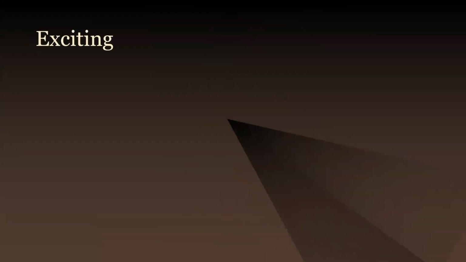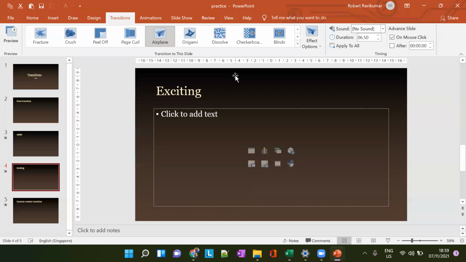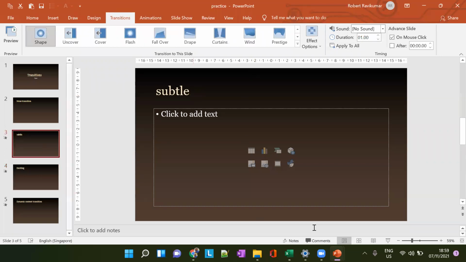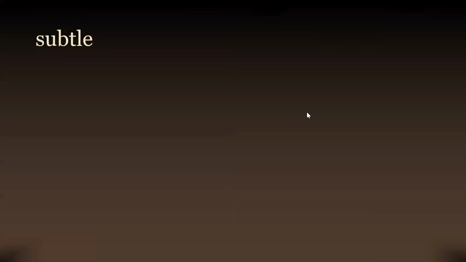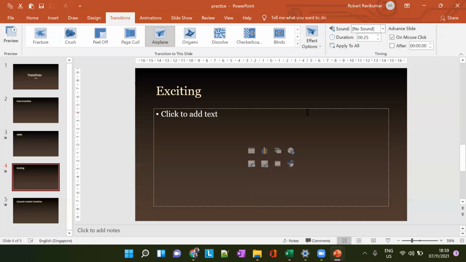See here, now it takes around 1, 2, 3, 4, 5, 6 seconds to fly. This is how you customize your duration also. You can make it shorter, even very short. A quarter of a second also you can do. If you see, it flew fast. This is how you can customize the transition.